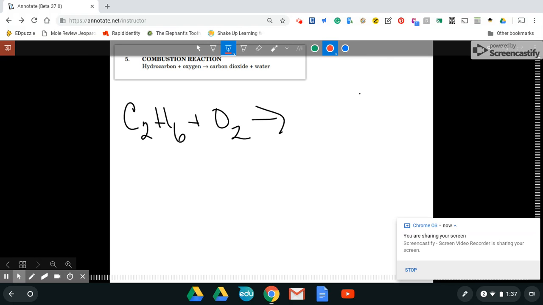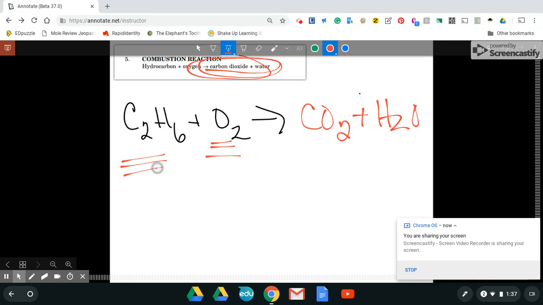And then finally is combustion. Guys, these are the easiest ones. The only thing you ever have to write down is right here. In a combustion reaction, you produce CO2 plus H2O. Anytime you see oxygen, anytime you see a hydrocarbon, you will always, always, always get CO2 and water.